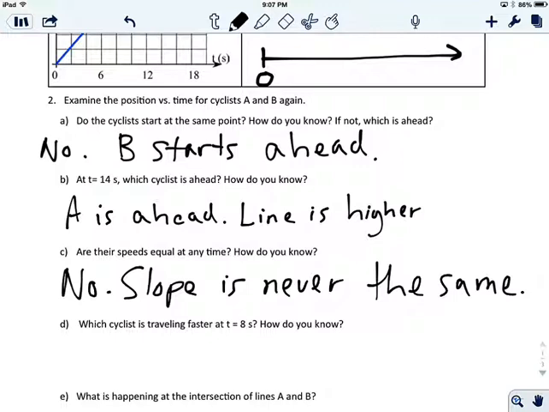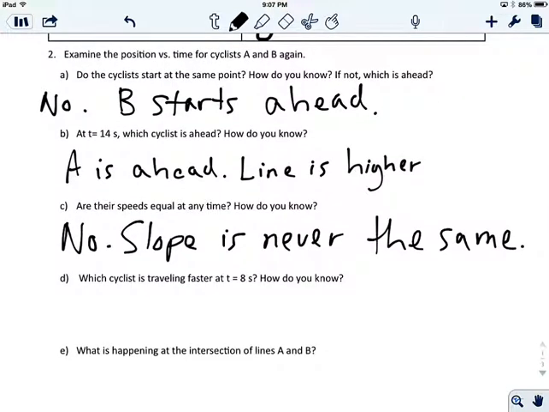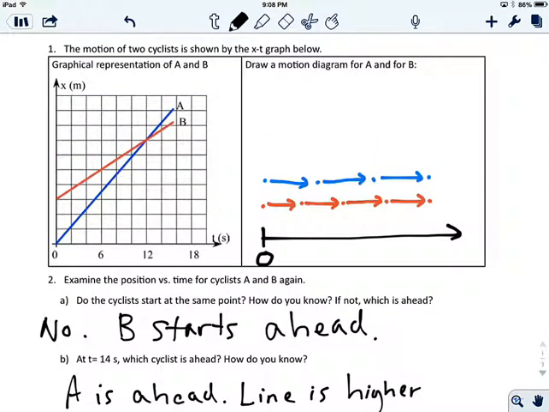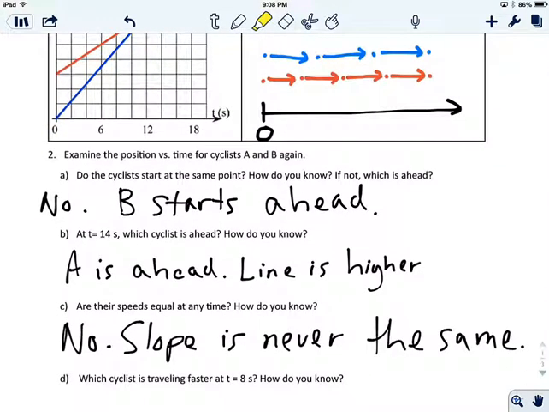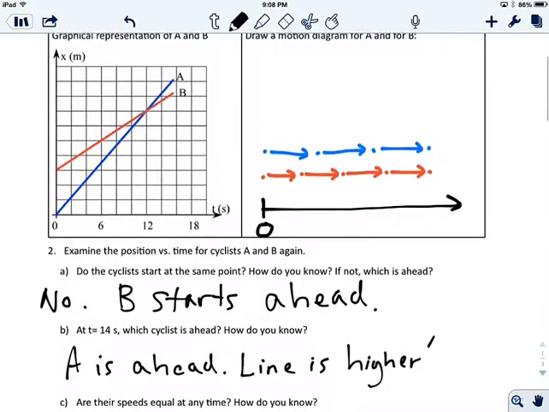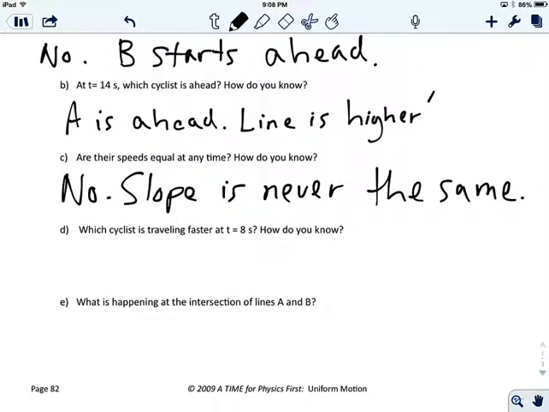Okay, hopefully that one didn't trick you, but if it did, it's okay. Which cyclist is traveling faster at t equals 8? Again, they're carrying on their little tricky question here. If you got C wrong, you might have also gotten D wrong. We know that A always has a faster slope, okay? It's always steeper than B. So that means at 8 seconds, A is going faster. At 0 seconds, A is going faster. At 35 seconds, A is going faster. So A is always faster.